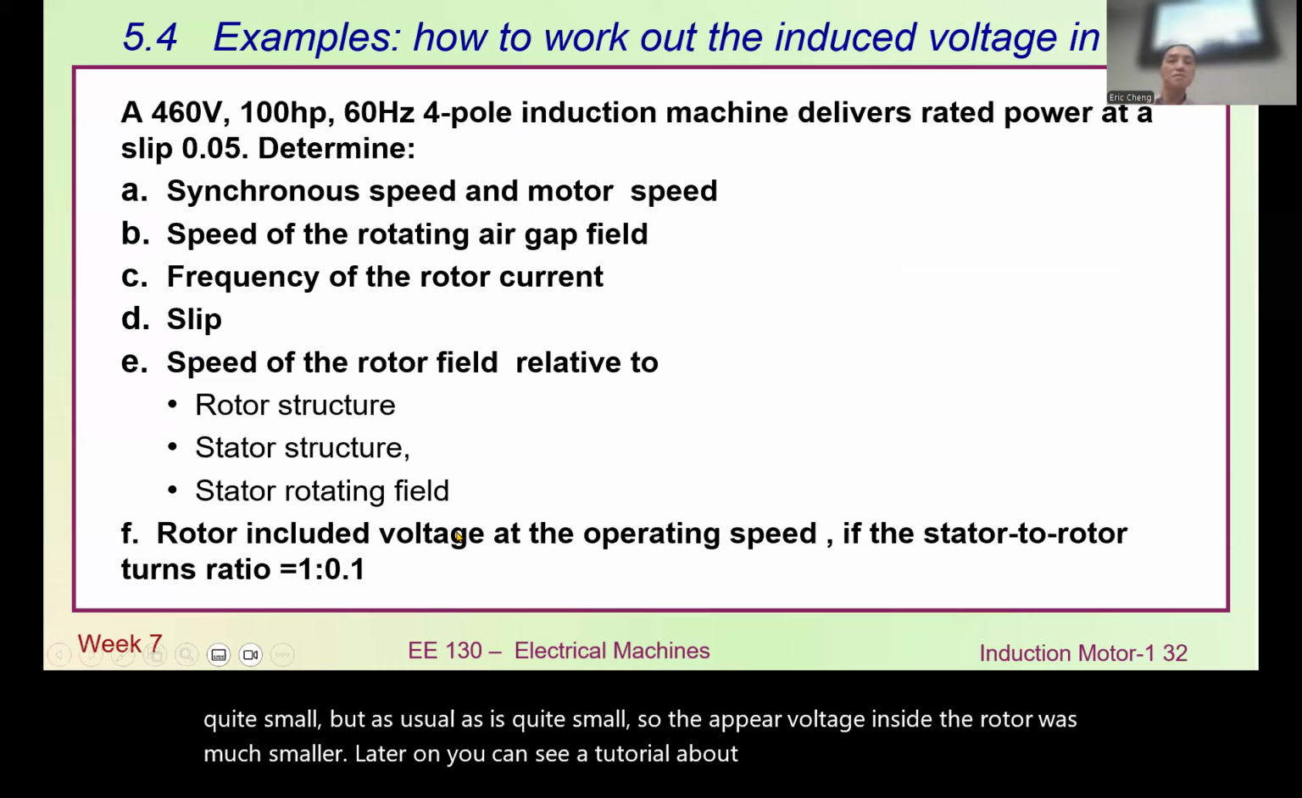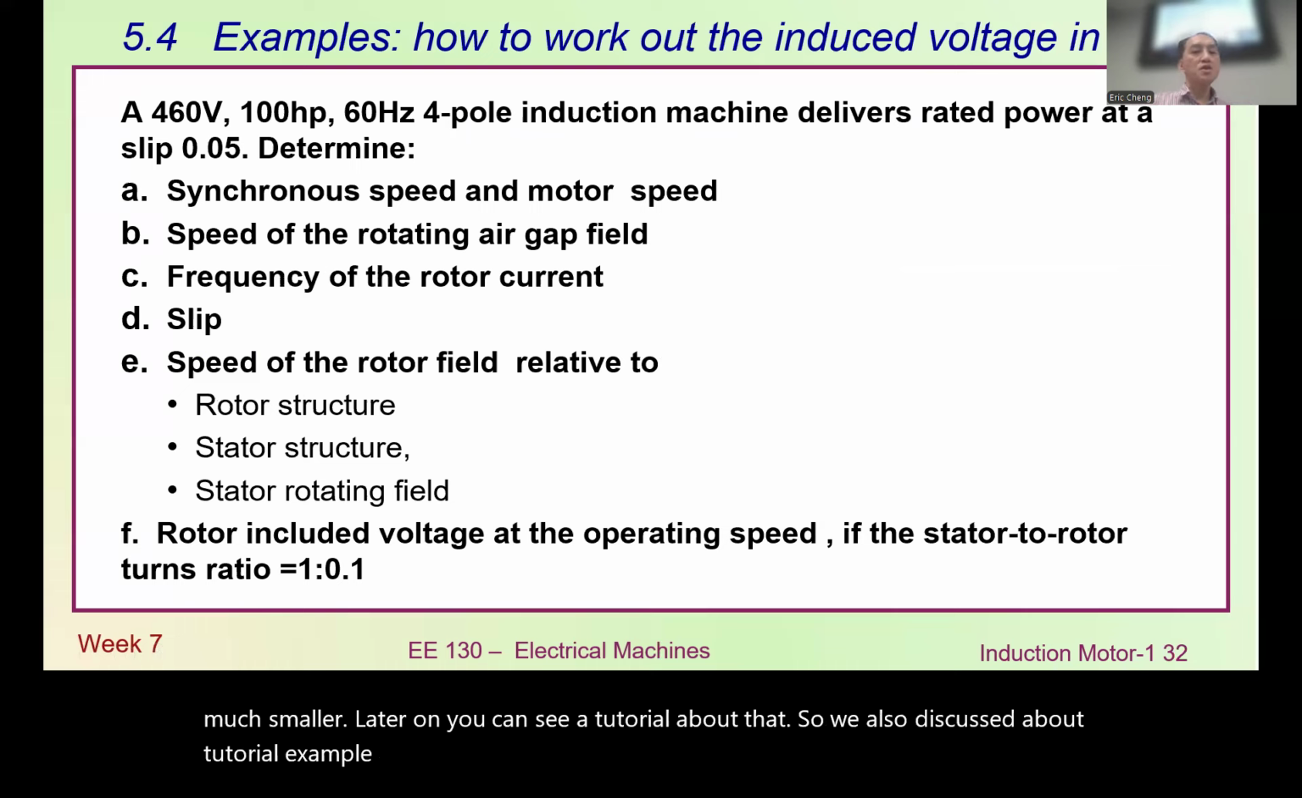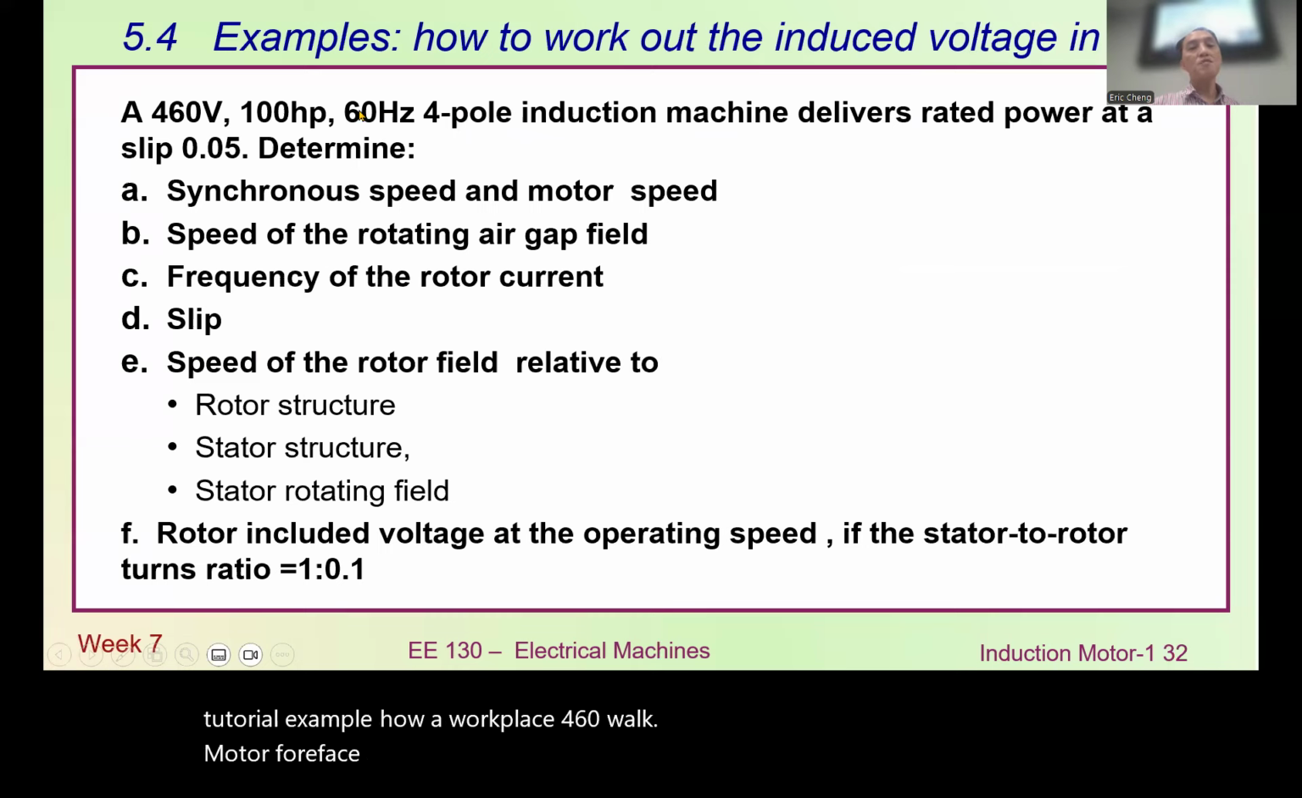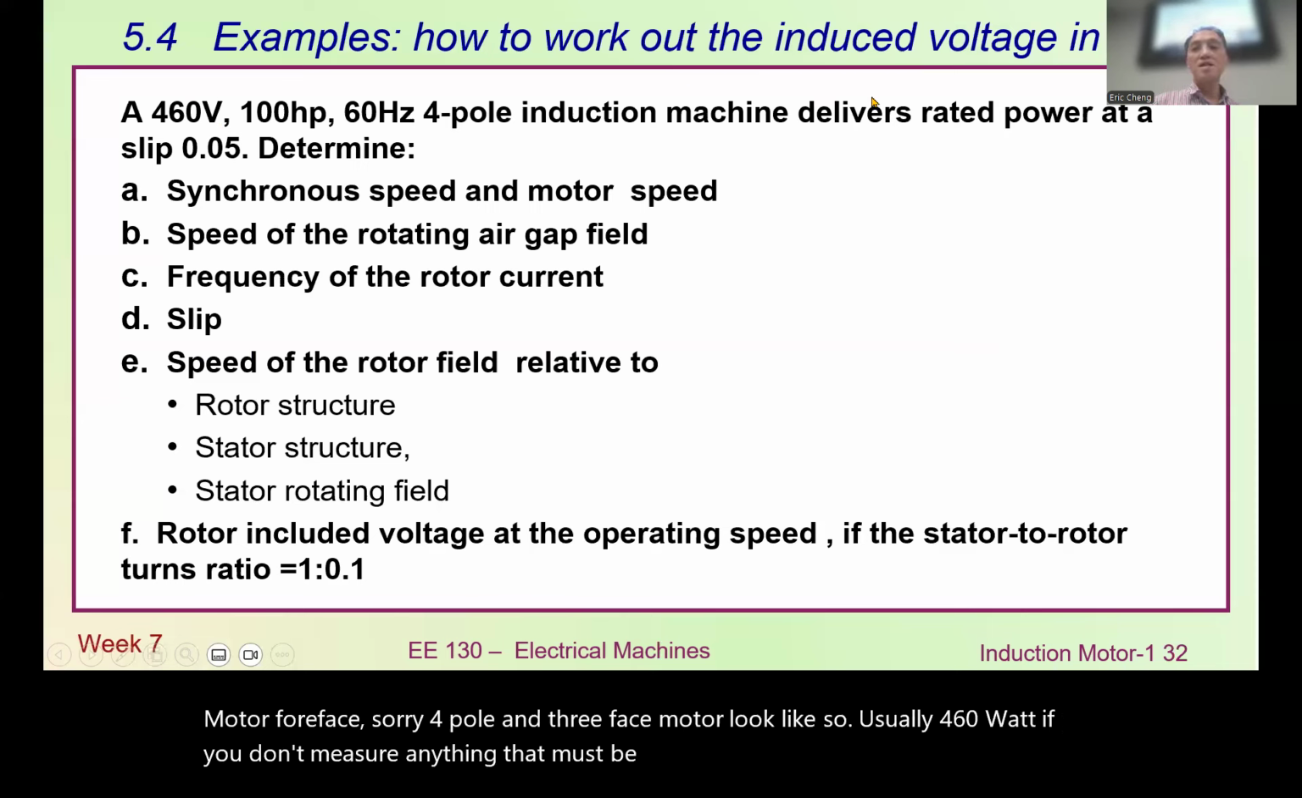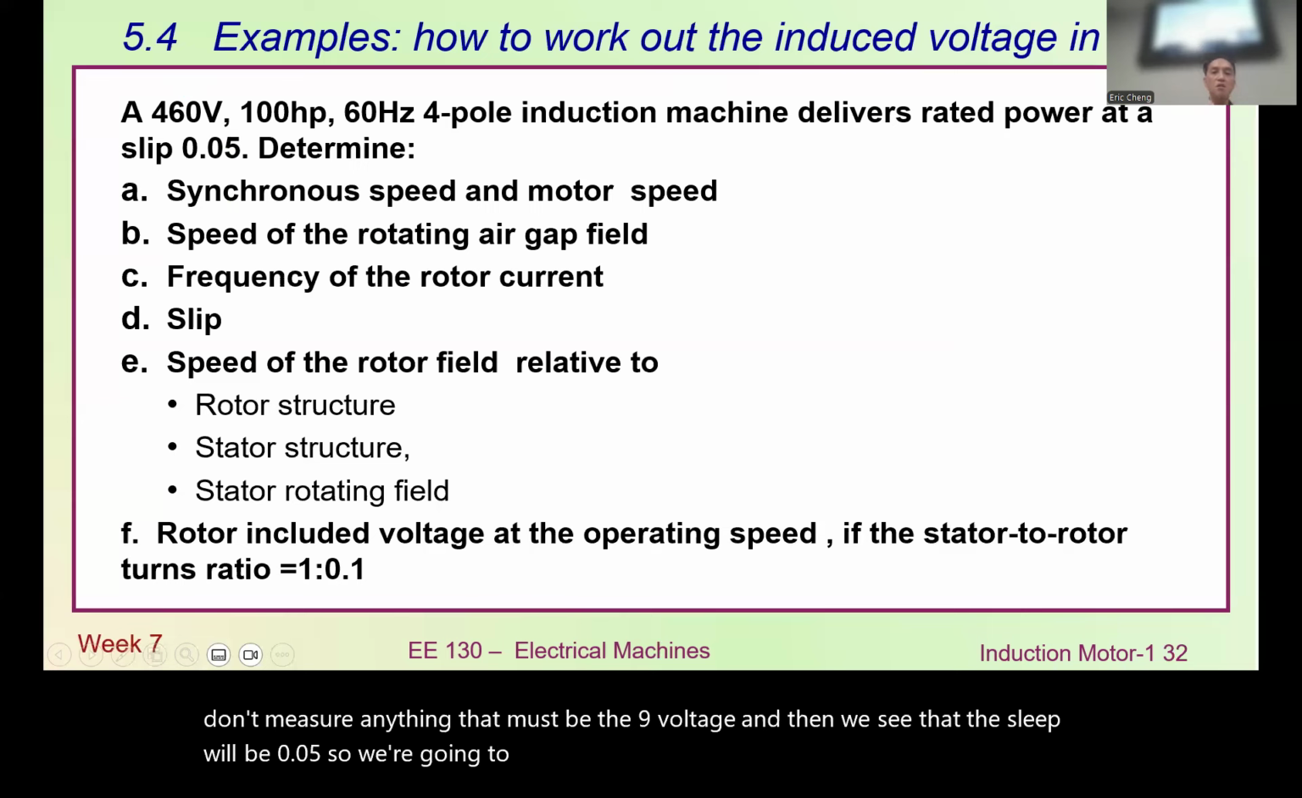So we also discussed a tutorial example of what a 460 volt, four pole, three-phase motor looks like. Usually 460 volt, if you don't mention anything, must be the line voltage. And then we see that the slip will be 0.05. So we're going to calculate the synchronous speed and the motor speed.